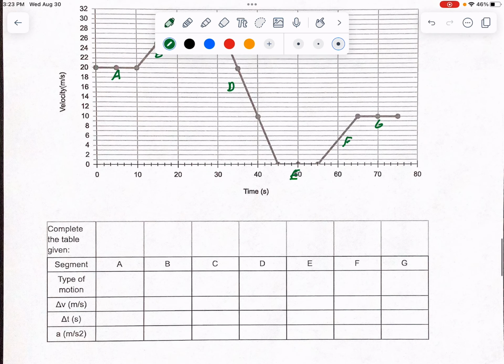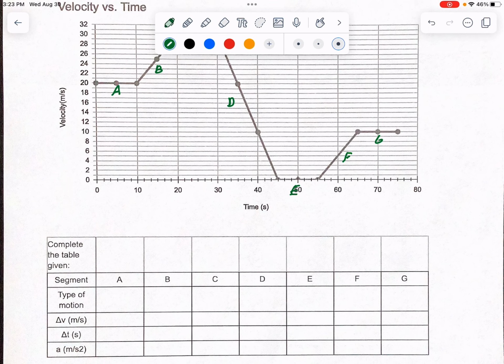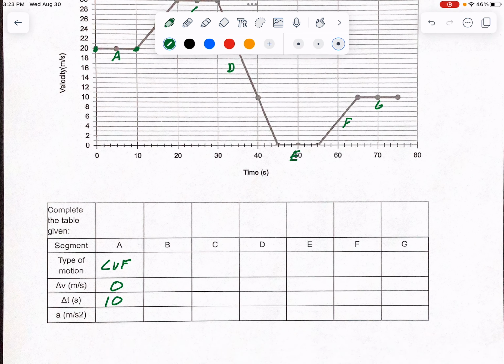Okay, so type of motion for A is a flat line. So this would be constant velocity forward. My change in velocity is just your final velocity minus your initial velocity. So that's 20 minus 20. Final velocity would be 20 at 10 seconds, initial velocity would be 20 at 0 seconds. So 20 minus 20 gives me 0 change in velocity. My change in time, it took 10 seconds. And my acceleration is Δv divided by Δt. So 0 divided by 10 gives me an acceleration of 0 meters per second squared.